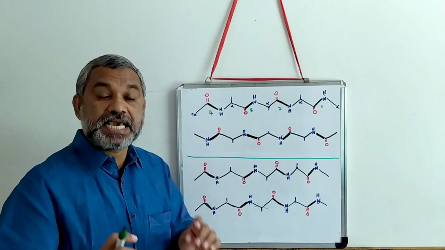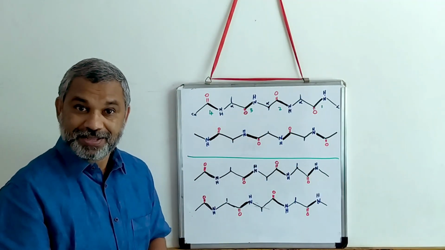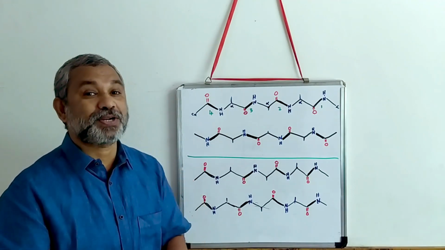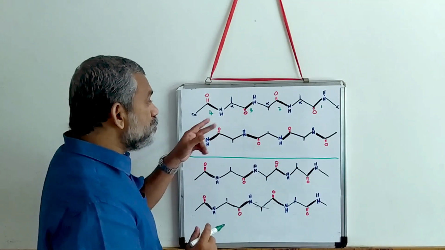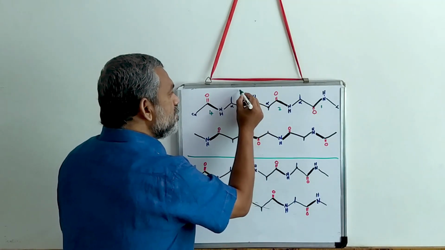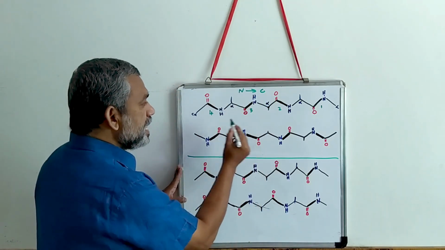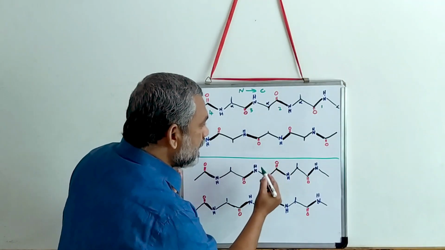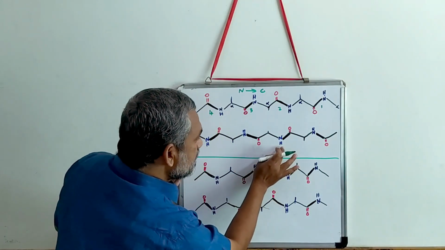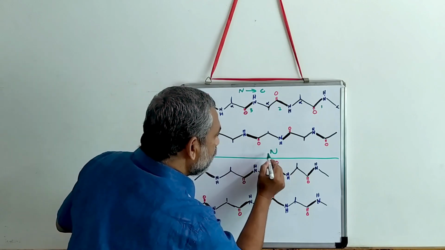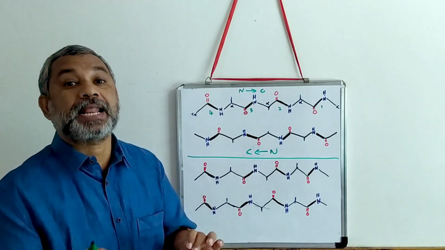What is important is, if we remember this particular pattern, then it becomes much easier for us to represent the anti-parallel structure. You can see that the polarity of this is N to C. And the polarity of this strand, you can see that it is moving in this direction. Therefore, this is C to N. It is absolutely an anti-parallel strand.